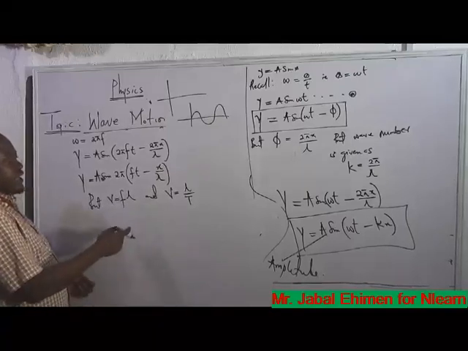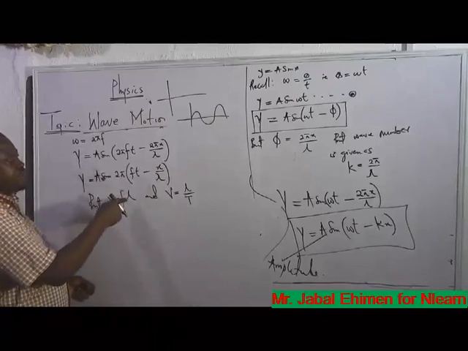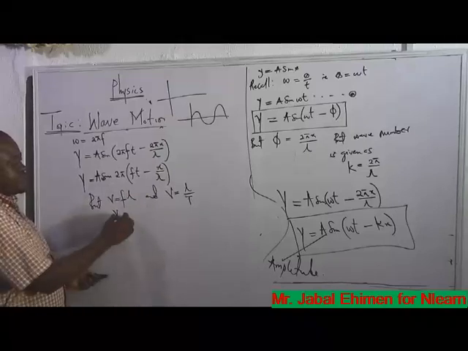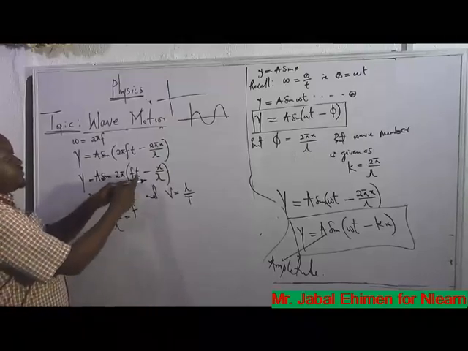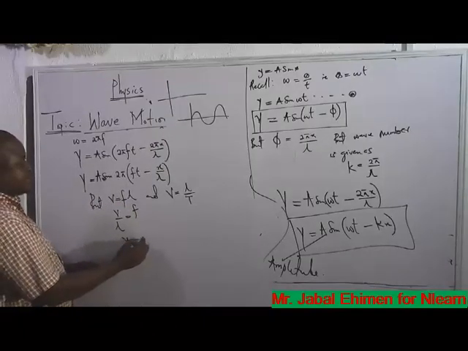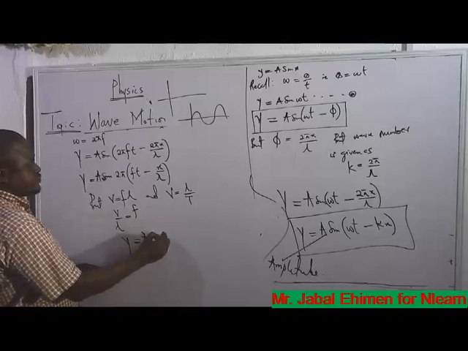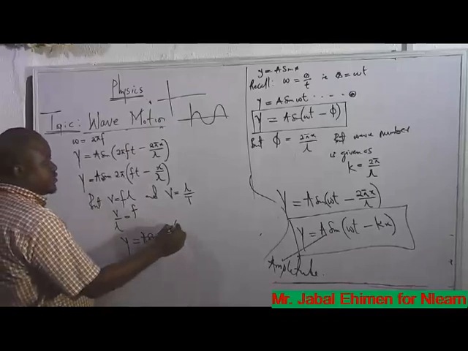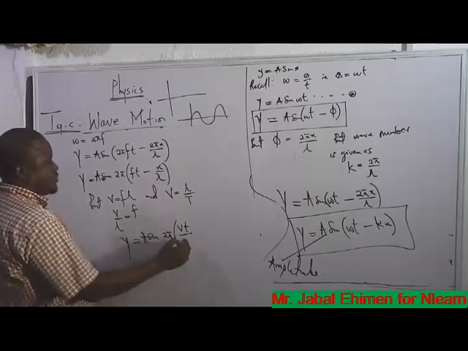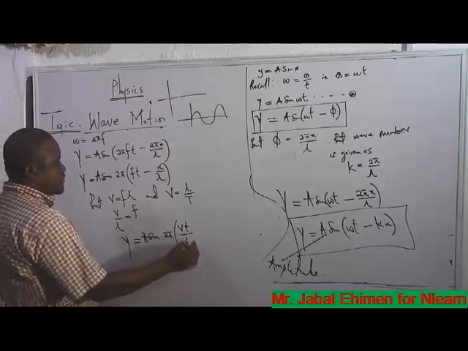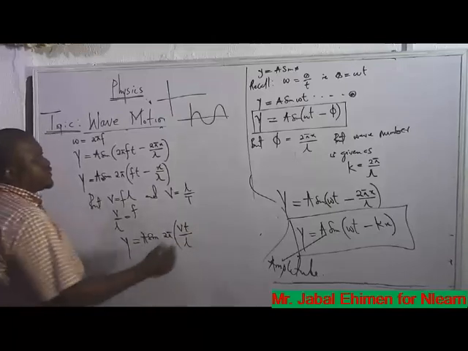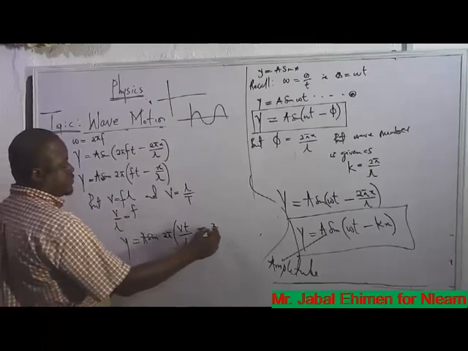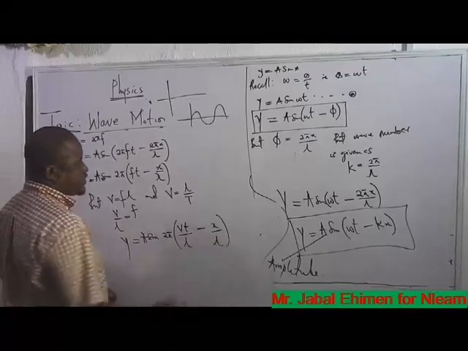So from here, I can change f to become v over lambda is equal to f. If I put it here, it becomes y is equal to a sine 2 pi into bracket, what I'm having now is vt over lambda, vt over lambda minus x over lambda. So I can have this.